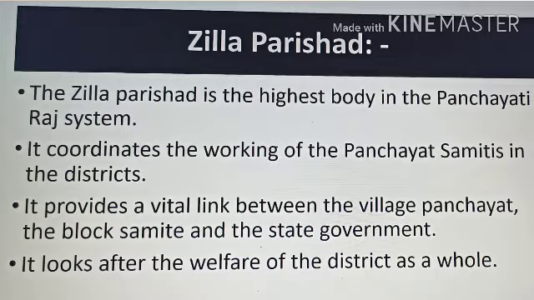Okay, as we said, it provides a very vital link between the village Panchayat, the block Samiti and the state government. It will be linking all these things together. It looks after the welfare of the district as a whole. So now we have seen the village Panchayat, the main aim will be the development of the village, the development of the block, whereas the Zilla Parishad will be aiming at the development and welfare of the district as a whole.